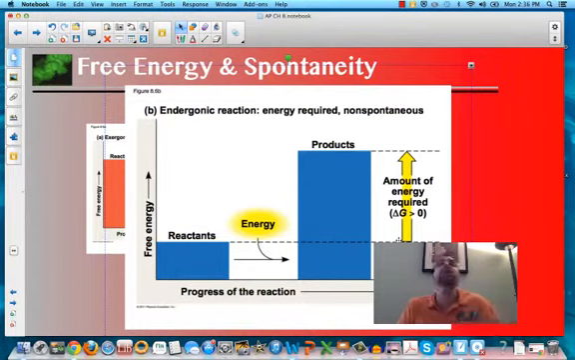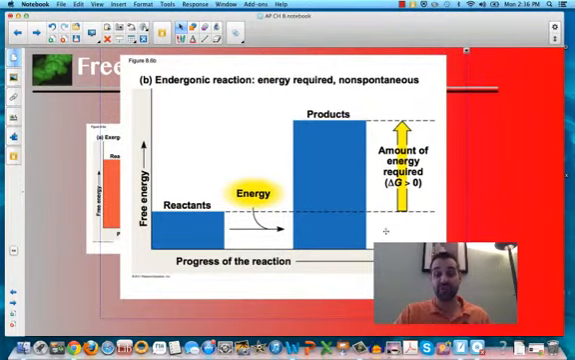Exergonic reactions go with the idea of this order or entropy, and so they tend to release free energy and are considered to be spontaneous.